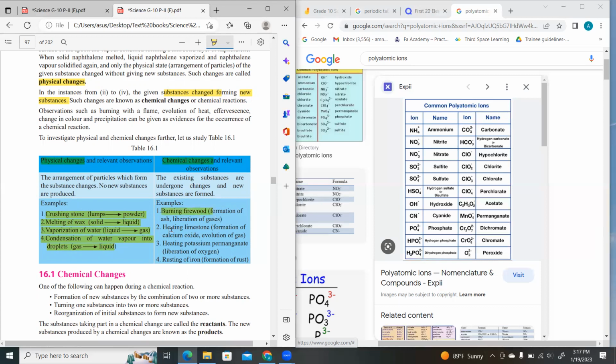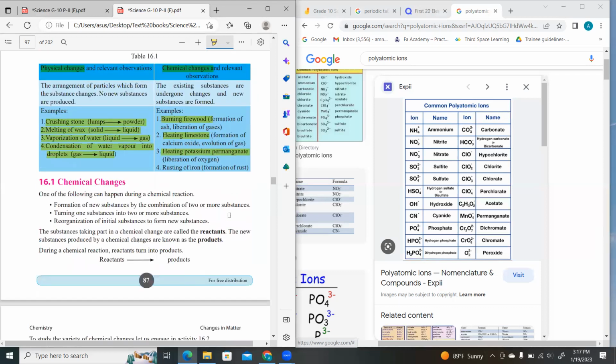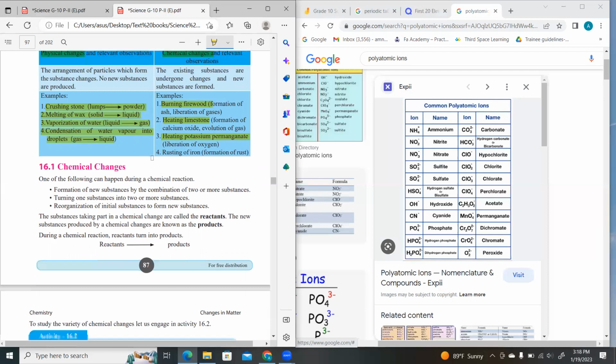So burning of firewood, heating limestone, heating potassium permanganate, those are things that will be changing chemically. That means you will be observing that new products are formed in those types of changes, right? So whatever parts I highlight on the screen can be written in your book because those are important points. So you can pause the video and write those.